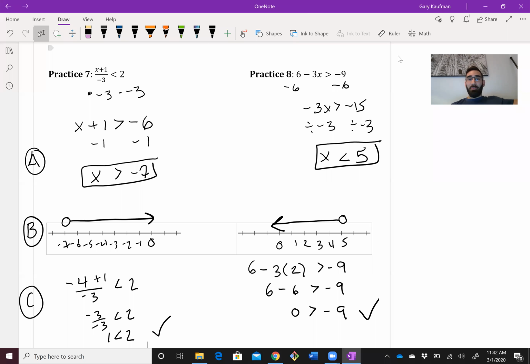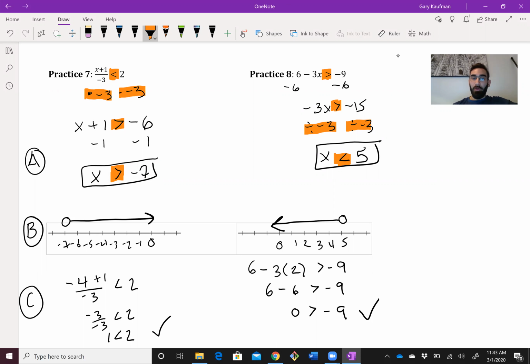So here are your answers to practice problems 7 and 8. Now notice that it was originally a less than, but then I multiplied by a -3, so I flipped the inequality to result in a greater than. Over here, it was originally a greater than, and it continued to be a greater than because I subtracted 6. That's not what makes me flip it. But then I divided by a -3. It doesn't matter that that -15 was there. It's because I divided by a -3, I flipped it to less than.